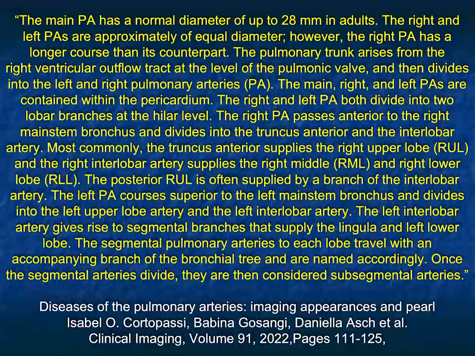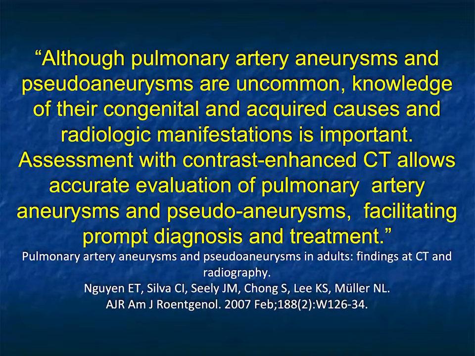So again, we talk about branching. One of the questions with PE is often, is it a subsegmental artery? So this description by Cortopassi: the segmental pulmonary arteries to each lobe travel with an accompanying branch of the bronchial tree and are named accordingly. Once the segmental arteries divide, they are then considered subsegmental arteries. And of course, we can have pulmonary embolism in the main pulmonary artery or in any of the branches.